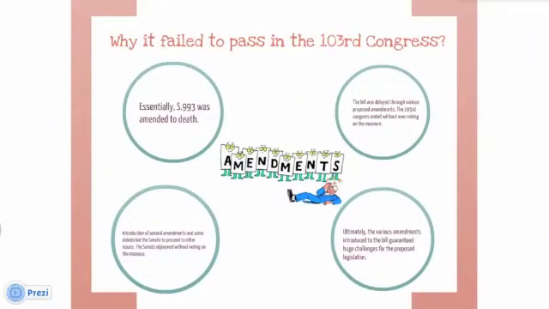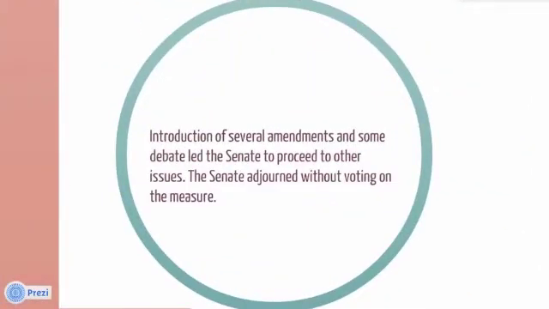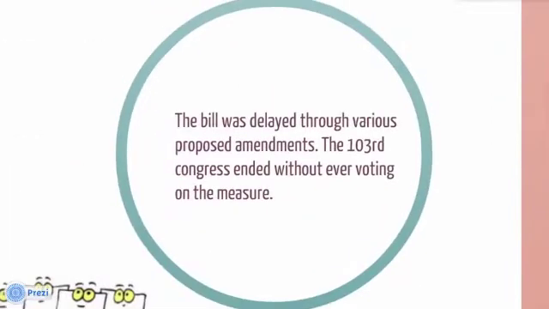This is where the opposition to the bill struck. In essence, the bill was amended to death. The proposals and subsequent floor procedure in the reading of these non-germane amendments left the bill floundering on the floor. The Senate adjourned without ever voting on the measure. S 993 officially died on the Senate floor when the 103rd Congress ended without the measure being voted on.